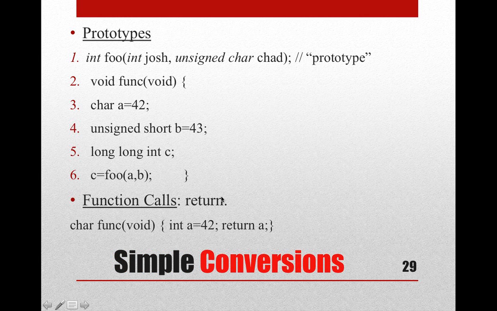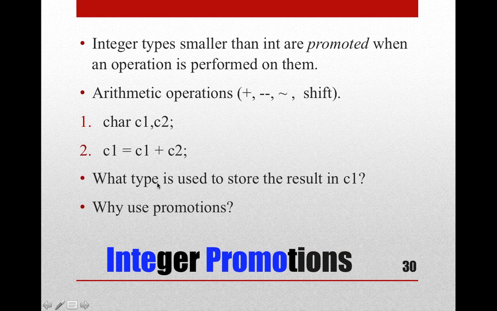Prototypes are used quite a bit in C, and they tell the compiler the number of arguments that you have, as well as what types you're going to be using. This one we have 3 arguments, and we have an int and an unsigned char. Okay, let's see here. I'm going to skip this one for the moment.